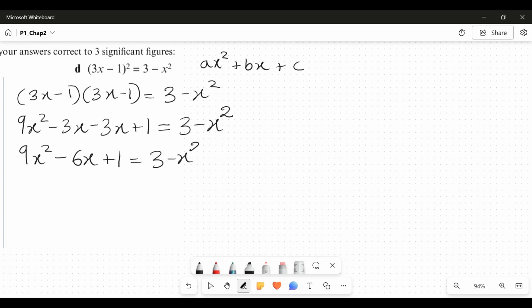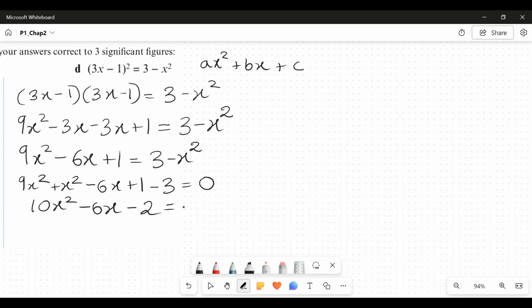Let's bring everything to the left hand side of the equation. So 9x squared, we're going to bring this negative x squared to the left hand side of the equation. So we get 9x squared plus x squared, we have minus 6x plus 1. And let's bring this 3 to the left hand side as well. So that's going to be minus 3 equals 0. So 9x squared plus x squared is 10x squared, and we have minus 6x plus 1 minus 3 is minus 2, and that equals 0.